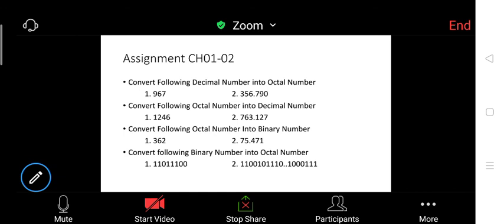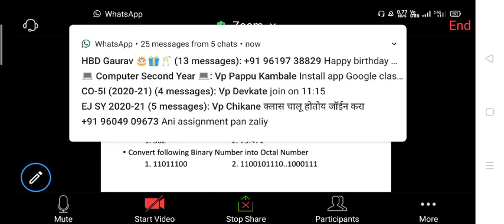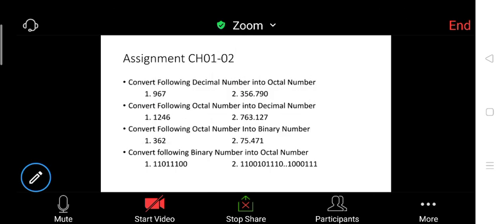So this is my assignment 2 on chapter 1. Contain 4 questions. Question 1 contain decimal to octal conversion. Second question contain octal to decimal conversion. Third question contain octal to binary conversion. Fourth question contain binary to octal conversion.